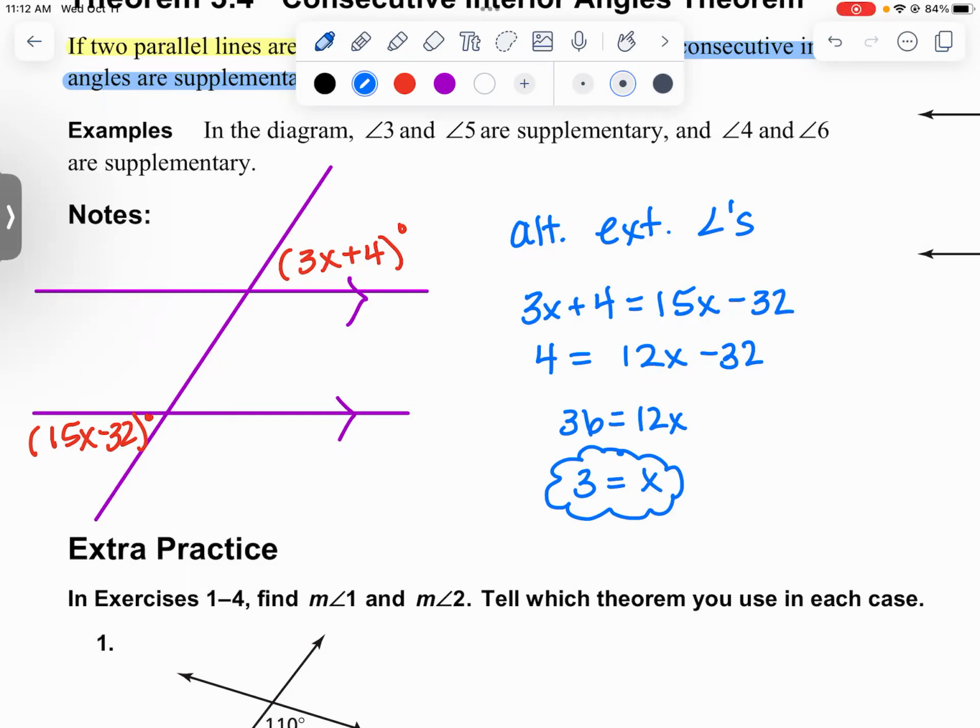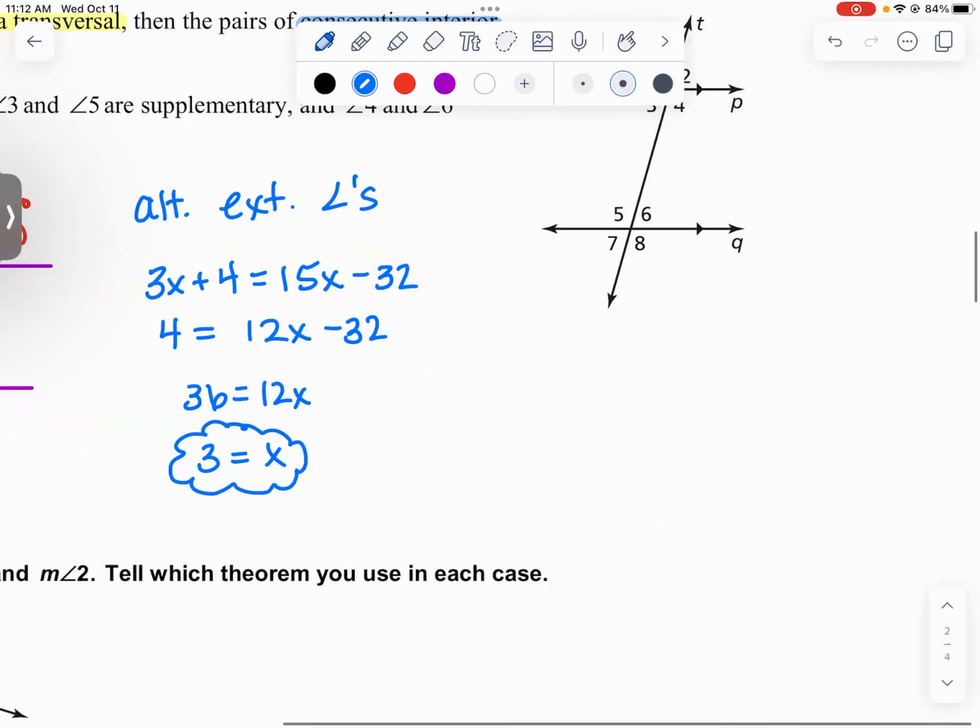So I could ask for x. I could ask for the angle measurement. I like that. Excellent. Now, what if we have this picture?